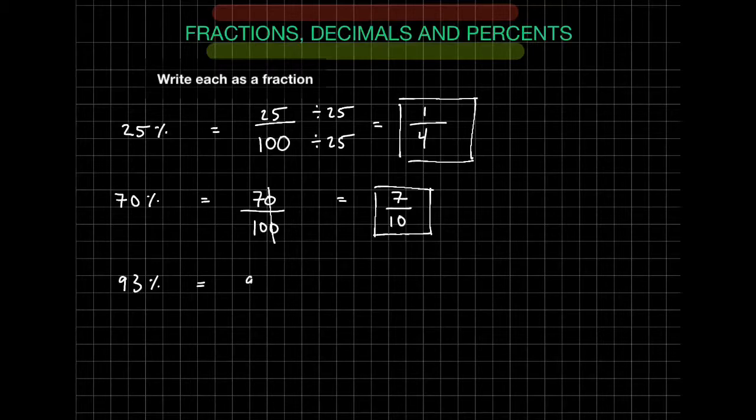93%, we're going to say that's 93 over 100. And ask yourself if you could reduce that. Can you divide top and bottom by 2 or 4 or 6 or 8? No, because this is ending in an odd number. If you go through all your numbers and find that you can't reduce this, then that's your answer. So our answer for 93% written as a fraction is 93 over 100.